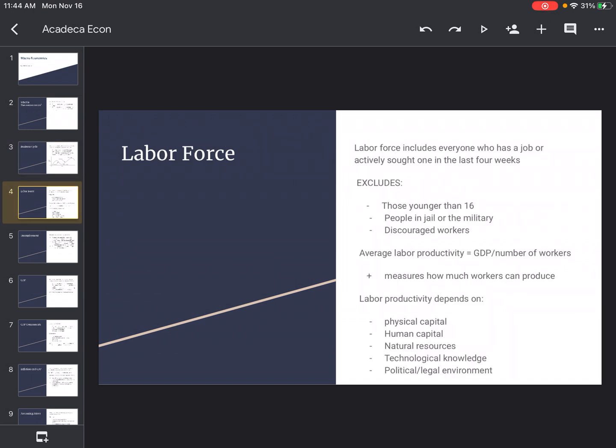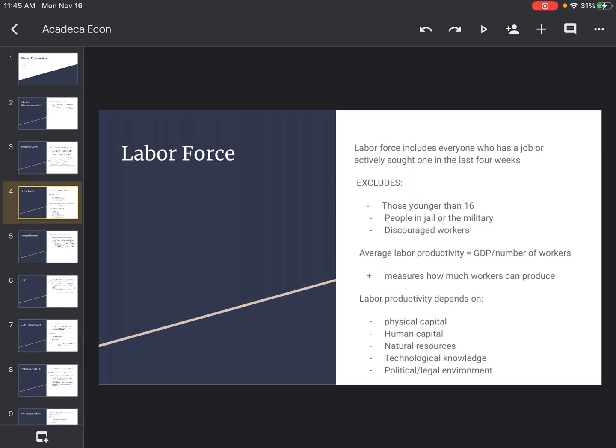The labor force. The labor force includes everyone who has a job or actively sought one in the last 4 weeks, but in particular, it excludes those younger than 16, people in jail or in the military, and discouraged workers, which is a worker who did not look for work or did not work in the past week or look for work in the past 4 weeks.